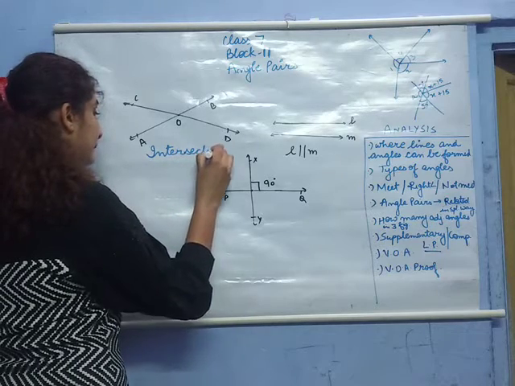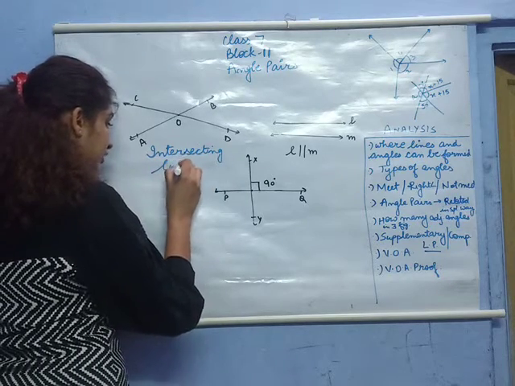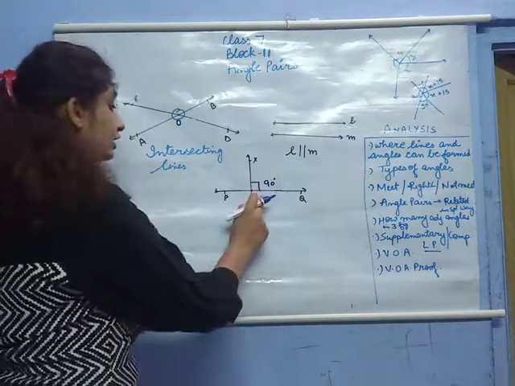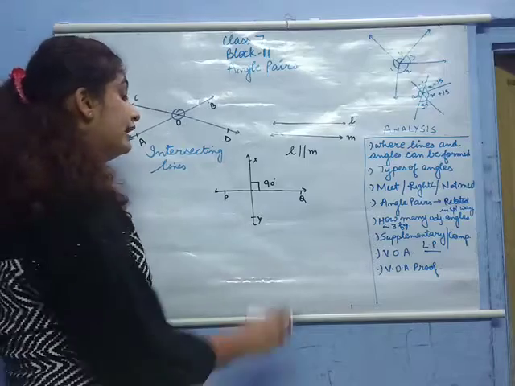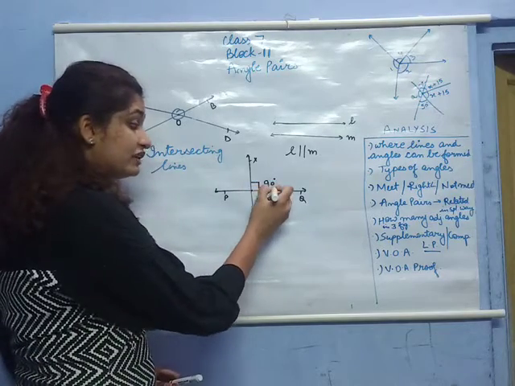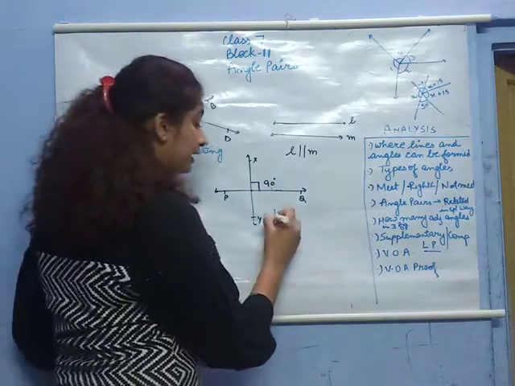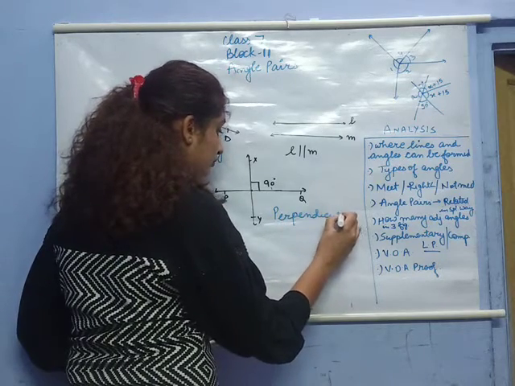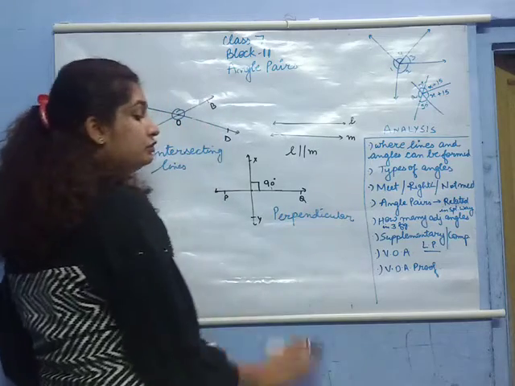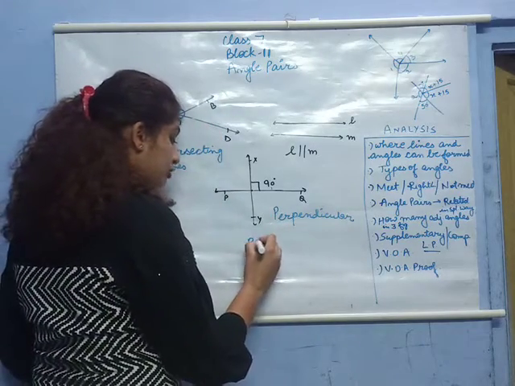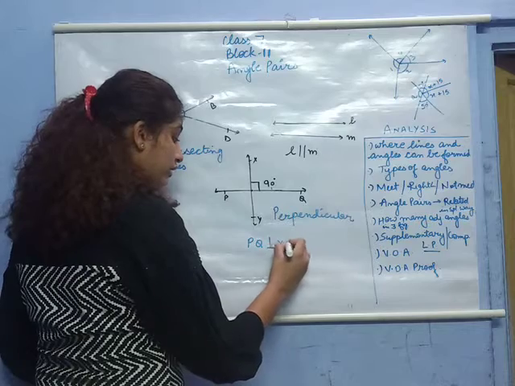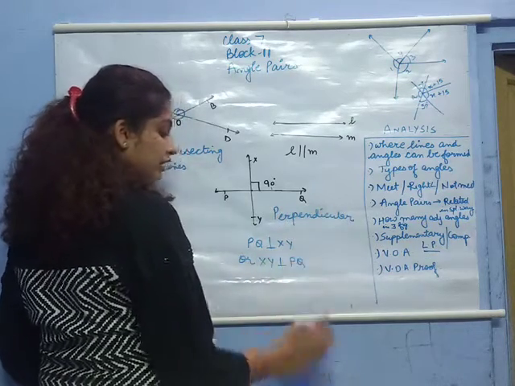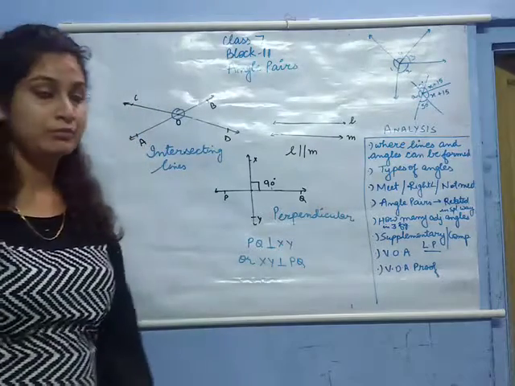Intersecting lines which are intersecting at this point. This is called the point of intersection. This is an intersecting line, but intersecting especially at 90 degrees, so it is called perpendicular lines. Perpendicular to each other, right? We can represent it like this also. PQ is perpendicular to XY, or XY is perpendicular to PQ, one and the same thing. This is the symbol of perpendicular, right?